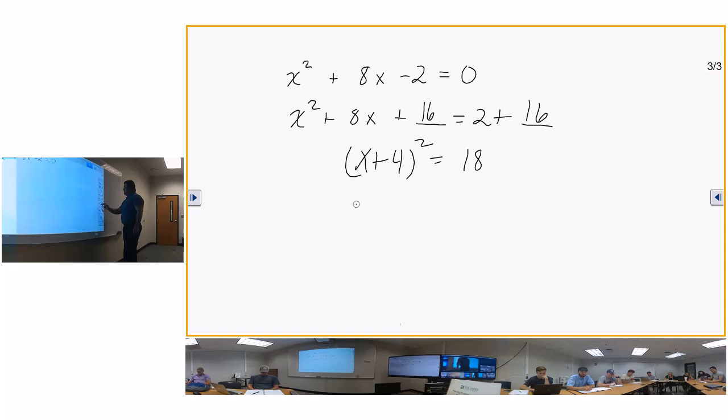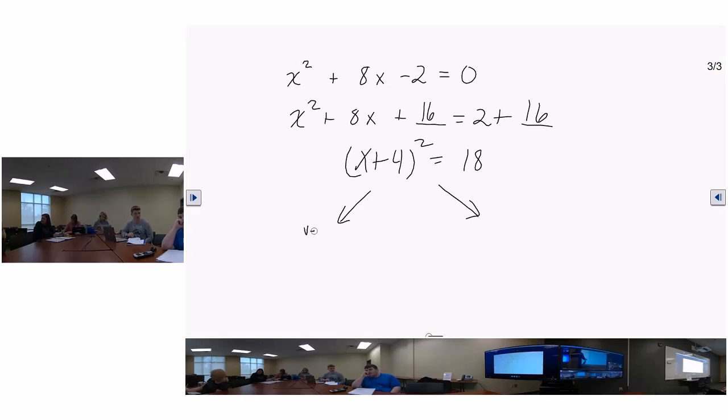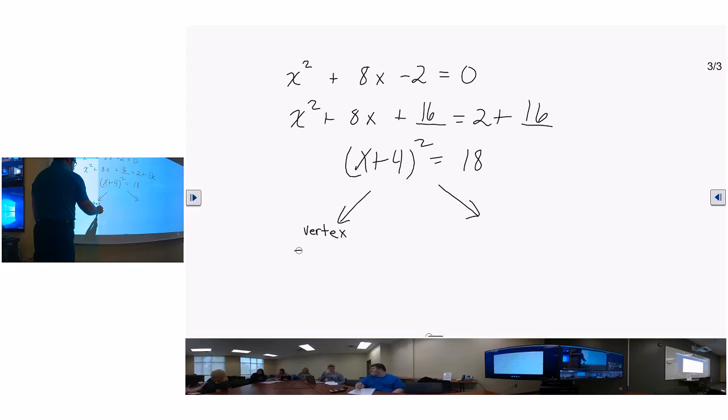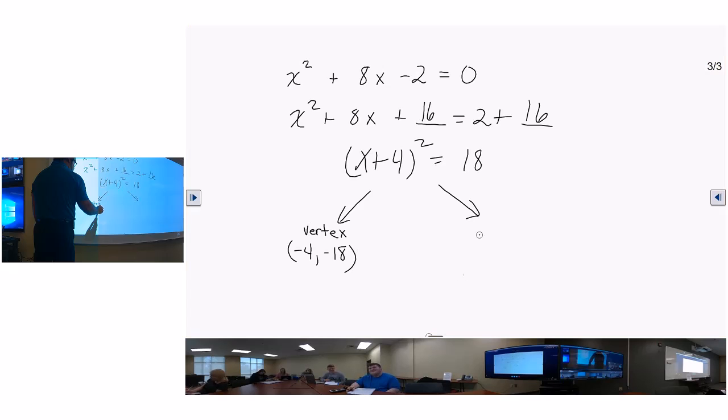Vertex. What's my vertex? -4, -18. I am very impressed, whoever said that. -4 and -18. You actually read the notes. All right, so now I'm going to solve x plus 4, quantity squared, is equal to 18.